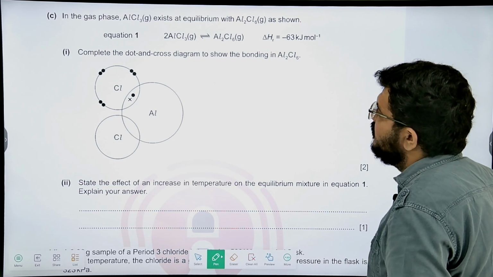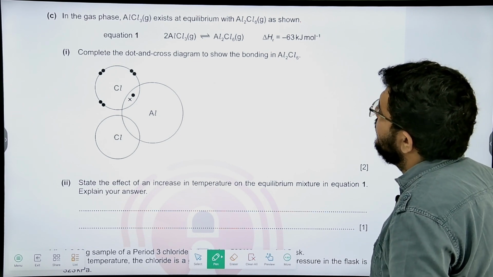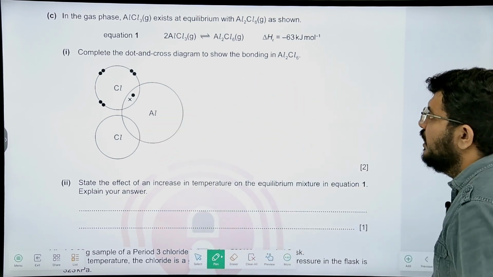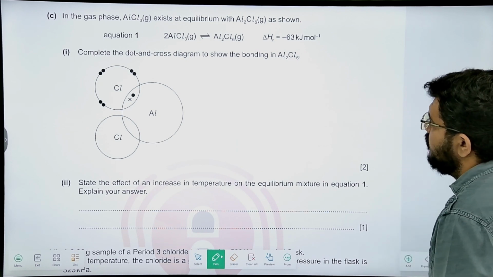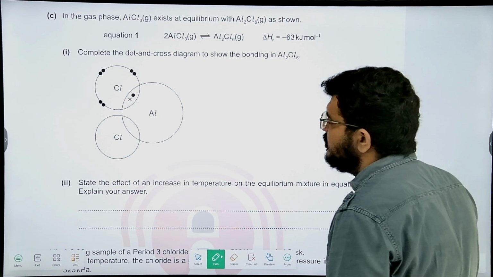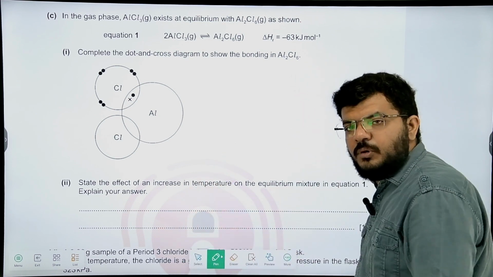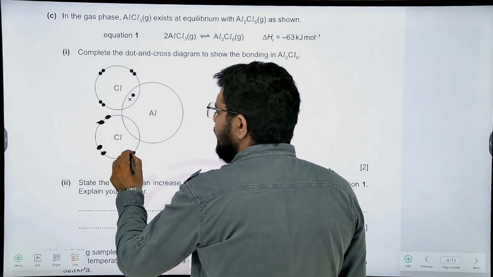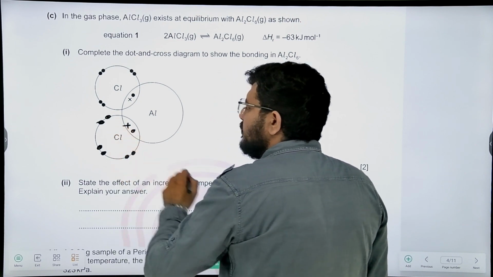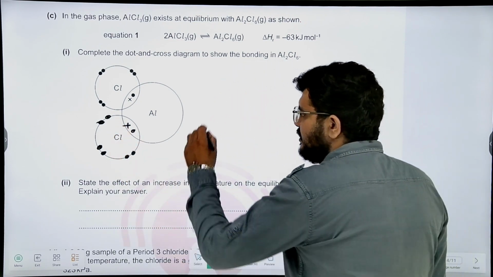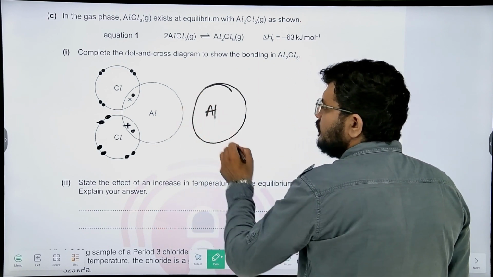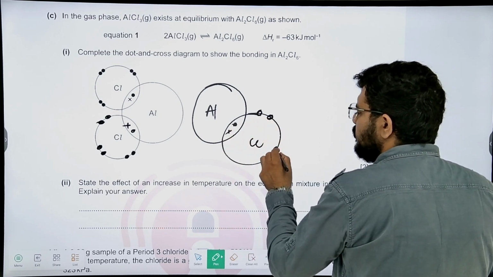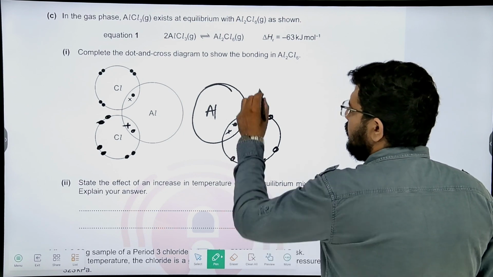Then, in gas phase, AlCl3 exists at equilibrium with Al2Cl6 as shown. In equation 1, the forward reaction is exothermic. Complete the dot and cross diagram to show the bonding in Al2Cl6. So what has happened? This is a coordinate bonding, right? Here I will draw 1, 2, 3, 4, 5 and 6 and aluminium has shared 1 electron over here like this. Then there is another aluminium, right, which has bonded in a similar way with one more chlorine. So that is what I will first copy, correct?